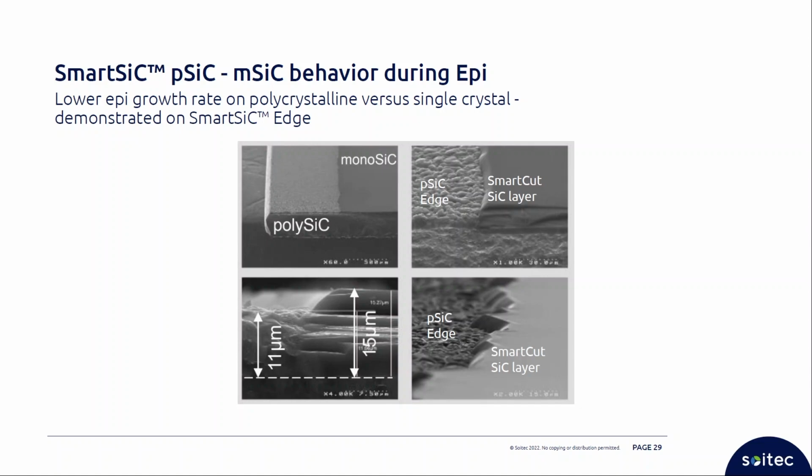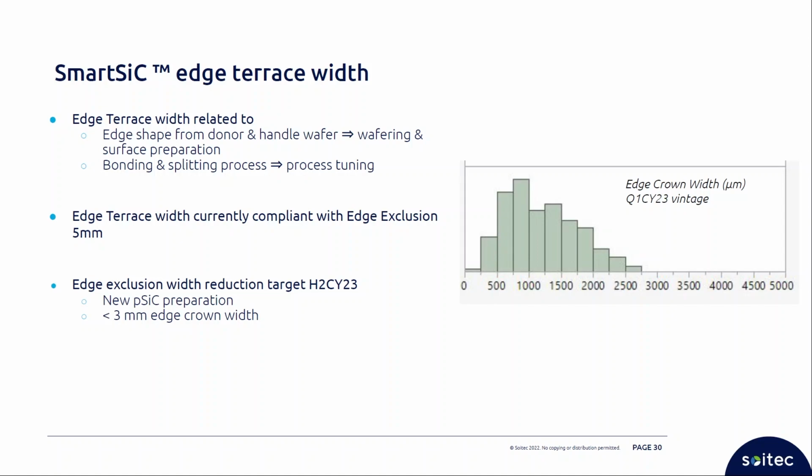We also checked by cross-section the growth on the polycrystalline material, which is not a faster version of the monocrystal. Here, of course, is the edge of the SmartSiC. Here is the handle. Here we add at the beginning the monocrystalline layers. After the epitaxy, we grow a monocrystalline layer of 6 to 10 microns. Here we go polycrystalline. So no issue on this side.